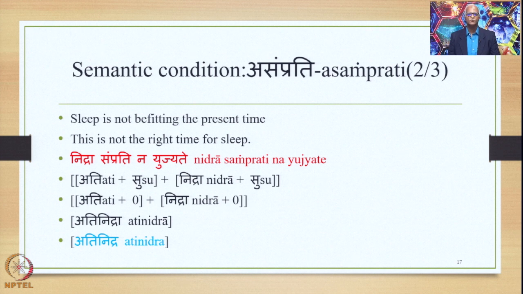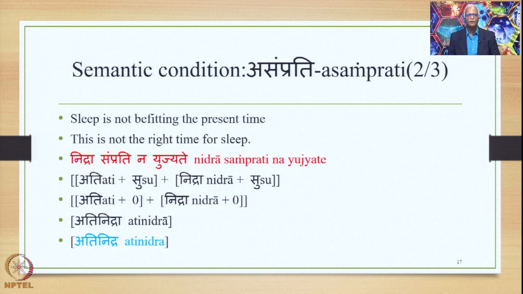Now the samasa sandhi takes place, and then supodhatu pratipadika yoho is applied. So we delete both the sus, and so we have ati plus zero plus nidra plus zero. Then we join them together and we get ati nidra. Now this is an avyayibhāva samasa.